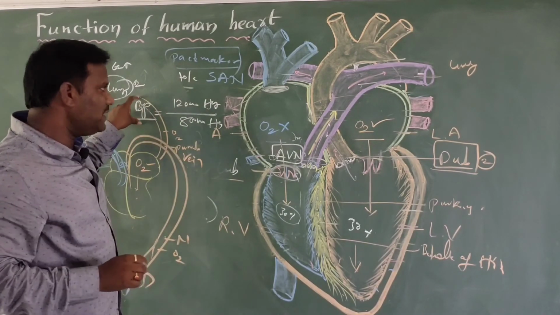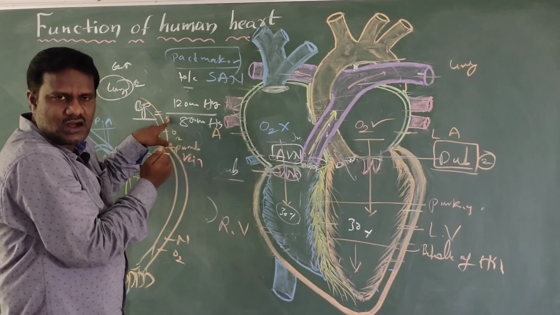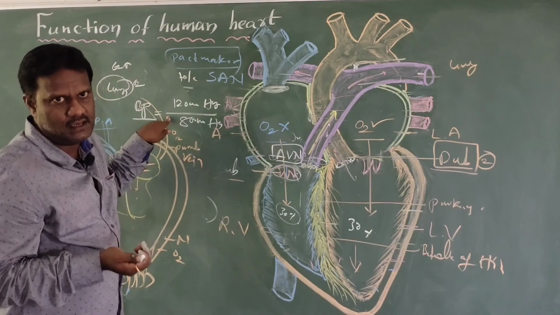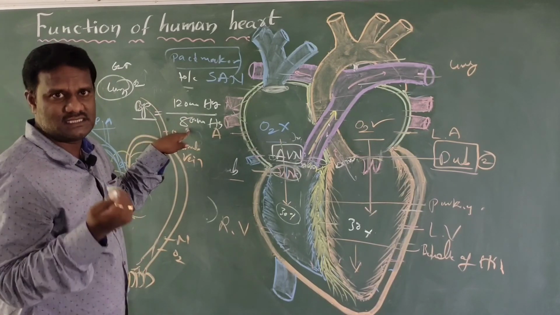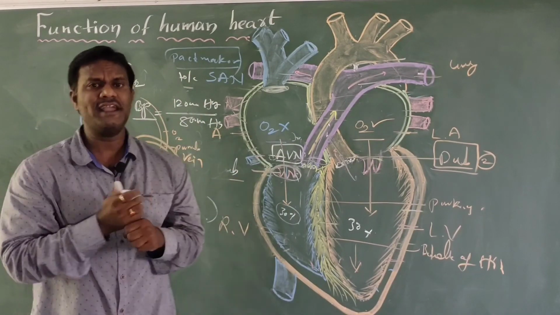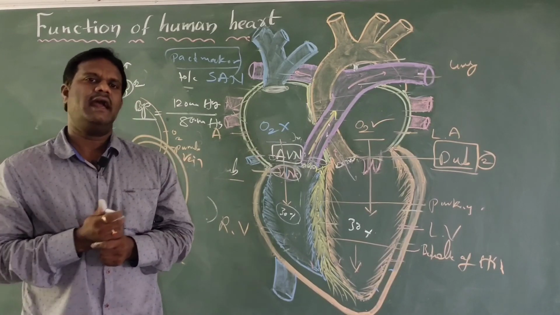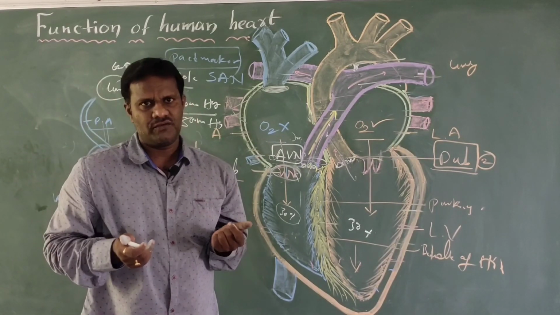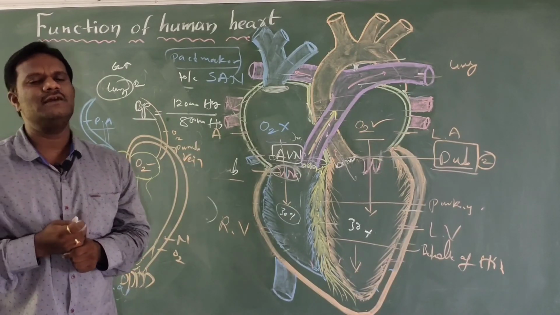Whenever blood pressure falls to a lower level, that is called low BP. Whenever it crosses 120 by 80 mm Hg, that is called high BP. Okay, clear, Nana? This is additional matter given to you, and this is the end of the function of the heart. Next we will continue with a new topic.